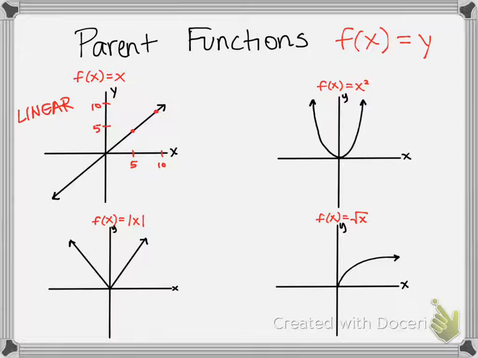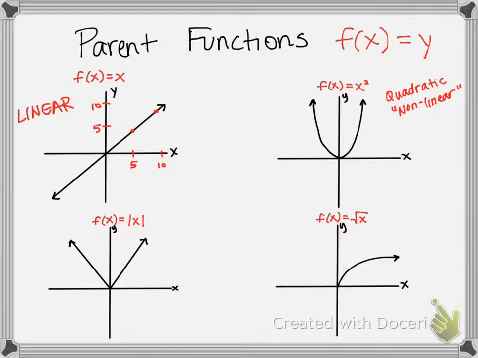Now, the next one has f of x equals x squared. It looks like a parabola. That's what it's called. It's a curve. Just so you know, the name of this one is a quadratic function. And it's non-linear, just meaning to say it's not a straight line.